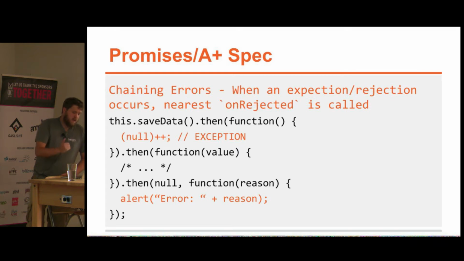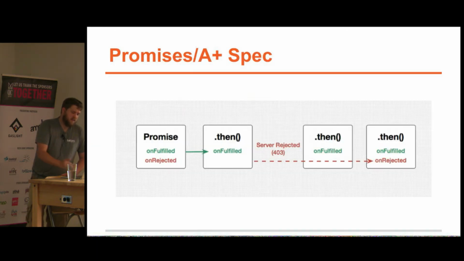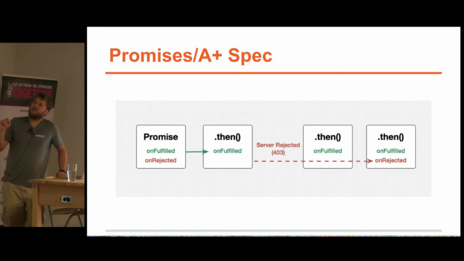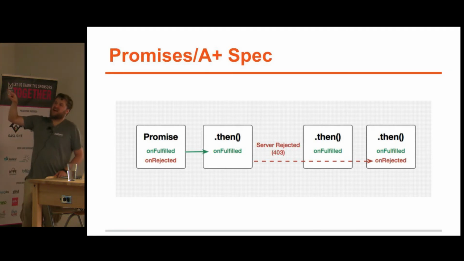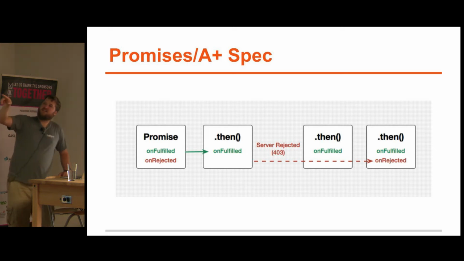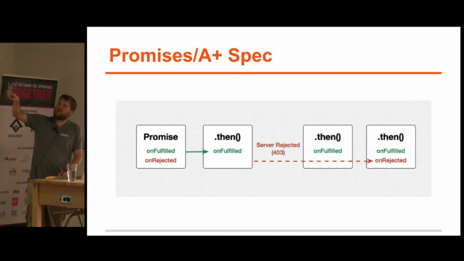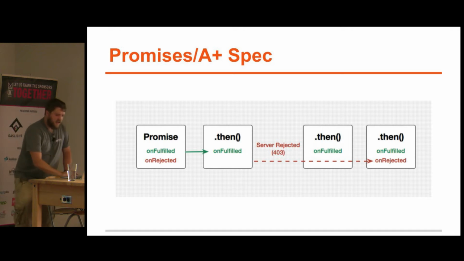Chaining errors. So the other thing, I think I actually have another slide. Yeah, this is much better. So the thing that really tripped me up for a long time was that you have almost like two tracks. You've got your fulfilled track and your rejected track. And when you've got a series of chained promises, as soon as somebody rejects, like a server reject or an exception, it switches down to the rejected chain, or the rejected track, as I was calling it. And the idea is that the closest rejection will always take the error.